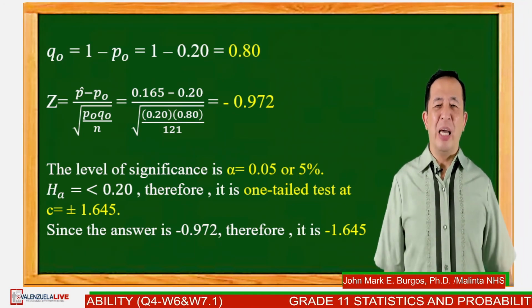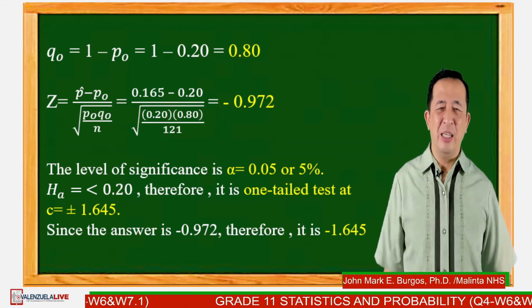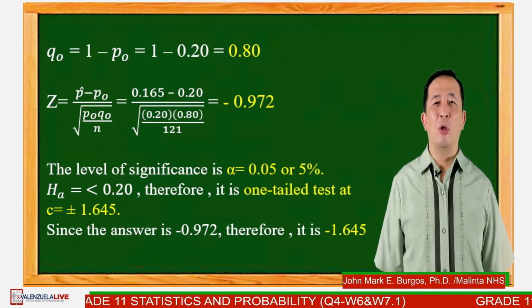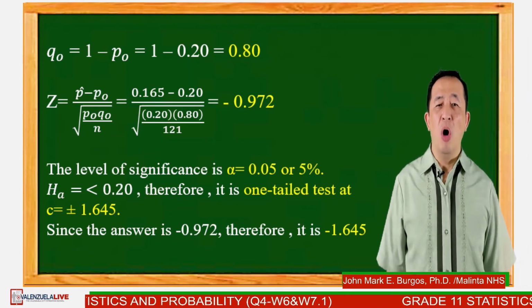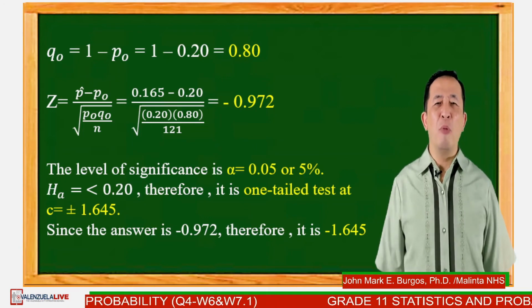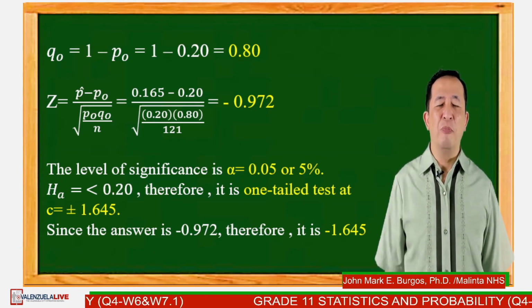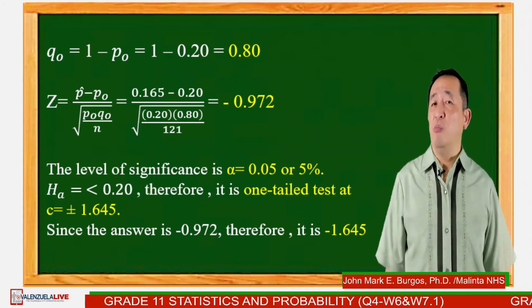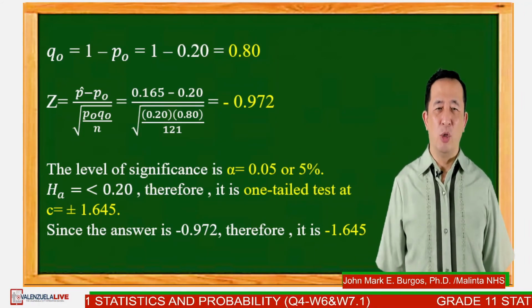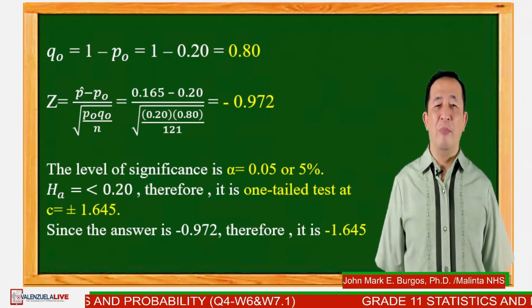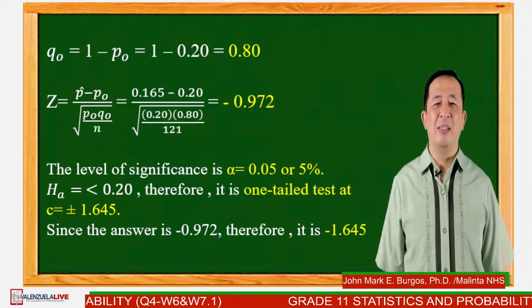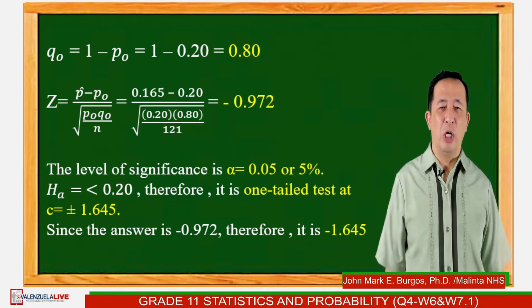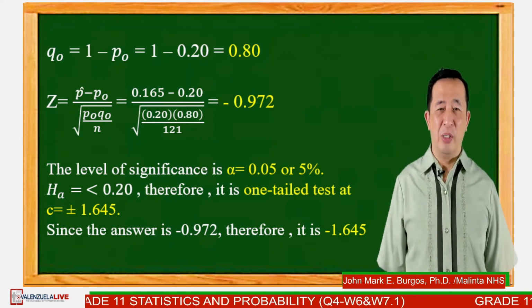To compute for the Z value of the Z test, we have p hat minus P sub 0 over the square root of P sub 0 times Q sub 0 over n, which is equal to 0.165 minus 0.20 over the square root of 0.20 times 0.80 over 121. The computed value will be negative 0.972.